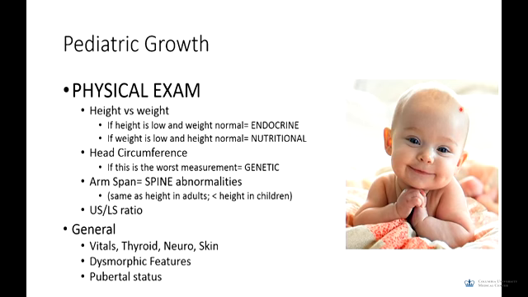Next, you want to look at physical exam. Oh, look how cute that baby is. Physical exam, height and weight, you can compare those two. So if the height is low, you really want to think something endocrine, because growth hormone is really going to be an indicator for linear growth. If weight is low and height is normal, you want to think nutritional. And if the head circumference is the worst measurement, you want to think something genetic, like Beckwith-Wiedemann syndrome, which gives you microcephaly.